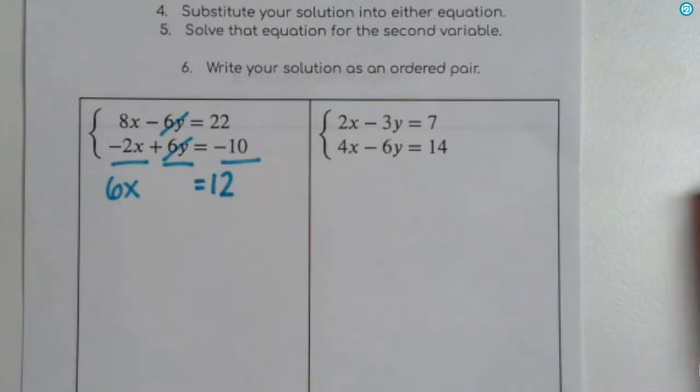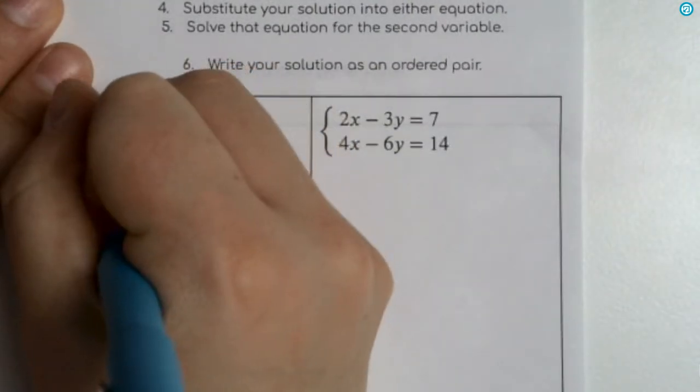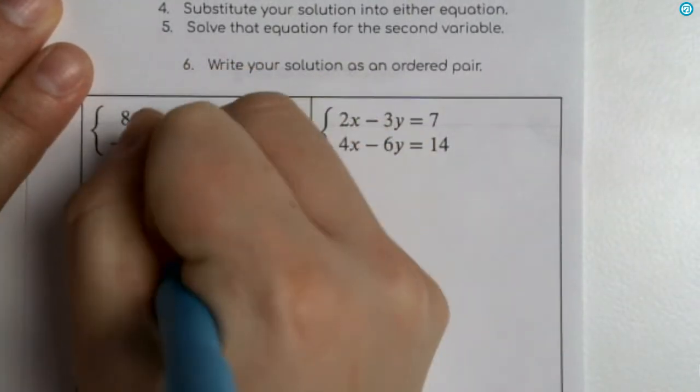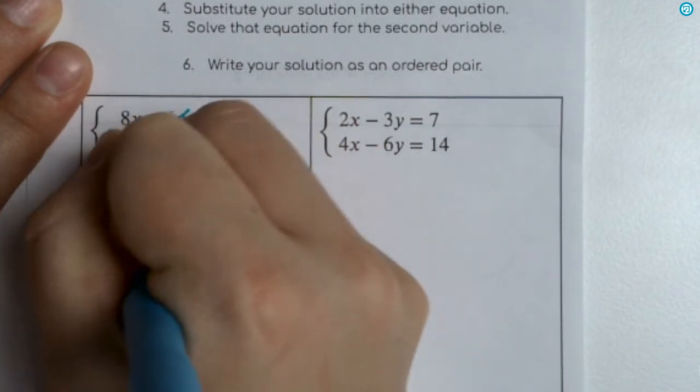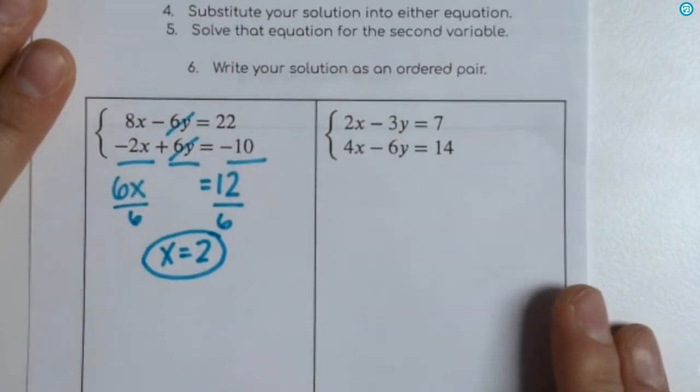So we've got 6x equals 12. We're going to divide both sides by 6. And we will get x equals 2. And we now have our first variable. We know that x equals 2.